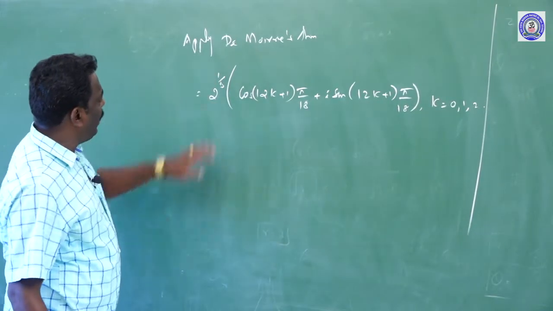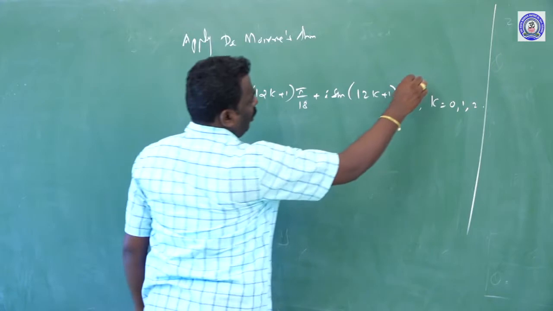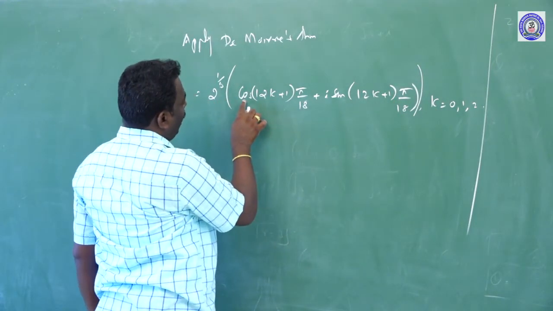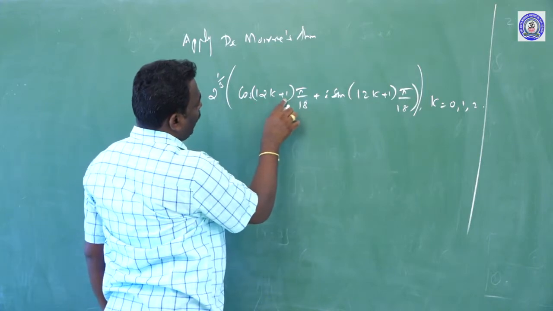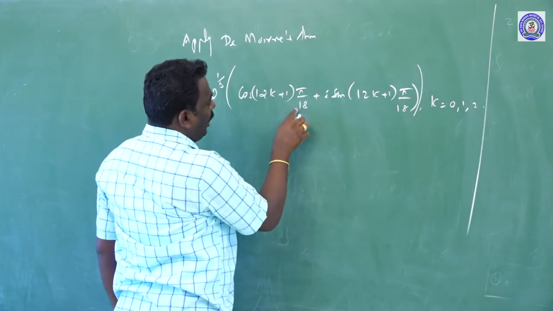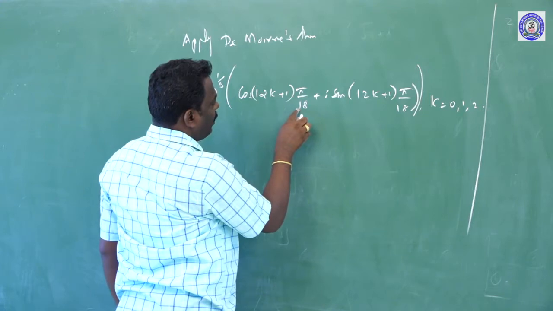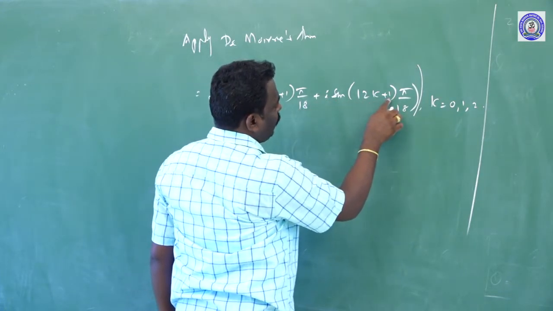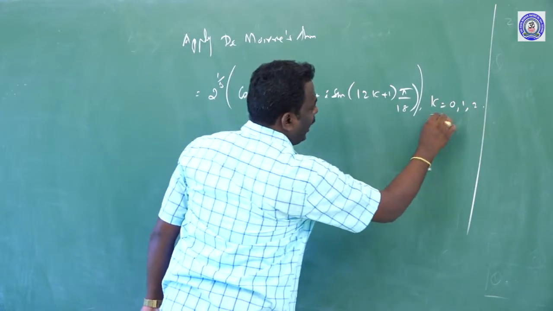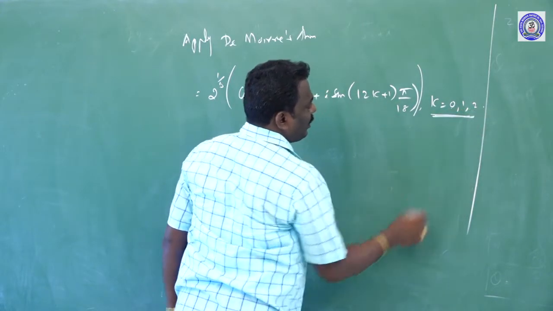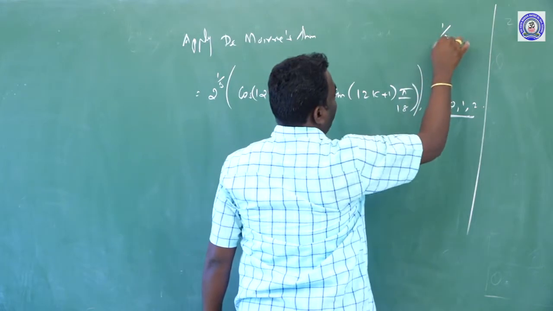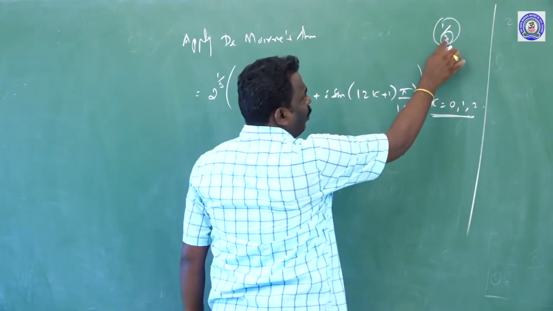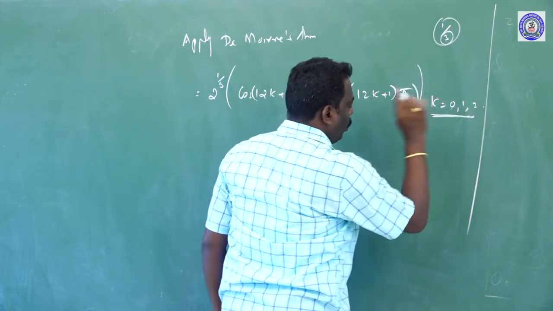Now apply the theorem. Bring the whole power 1 by 3 multiplied to the argument. Already we have cos((12k plus 1) pi by 6) multiplied by 3, 6 into 3 is 18, plus i into sin((12k plus 1) pi by 18), and k takes the values 0, 1, 2, because the power is 1 by 3, therefore n equals 3, so the divisor is 3 and the remainders are 0, 1, 2.